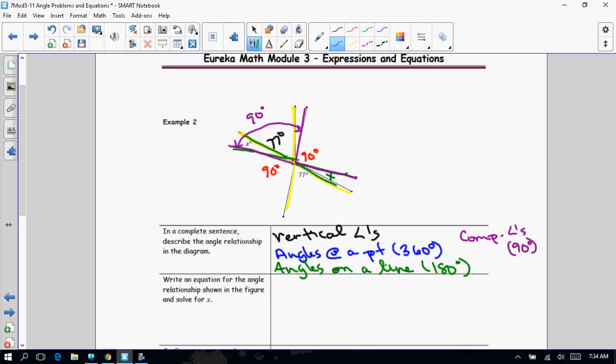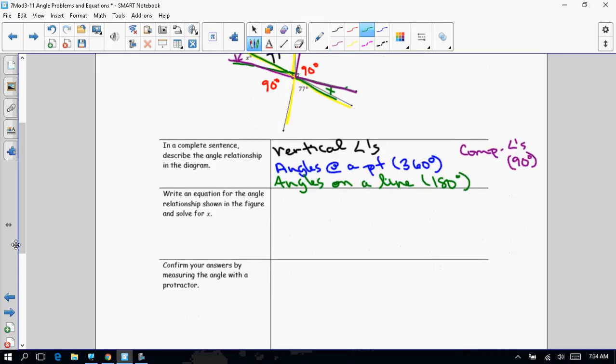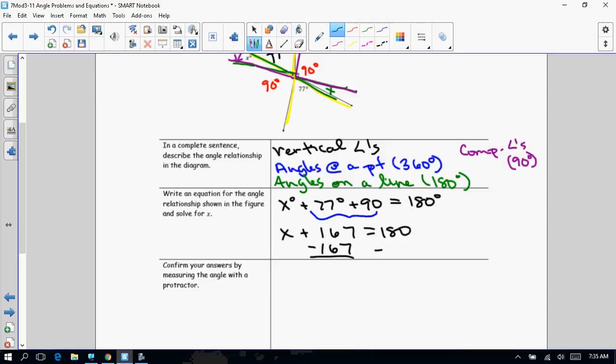I am actually going to do this one as angles on a line, because I think most of you probably see that one. So I've got x degrees plus the 77 degrees plus the 90, and I know that equals 180. I can put these two together, and I have x plus 167 is equal to 180. Subtract the 167, and I see that x is going to equal 13 degrees.